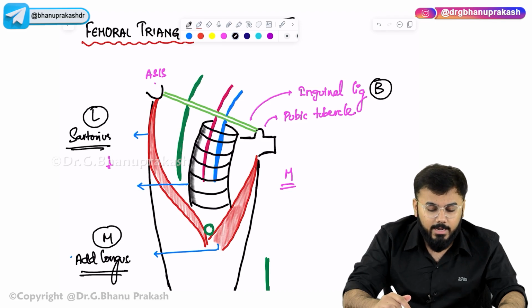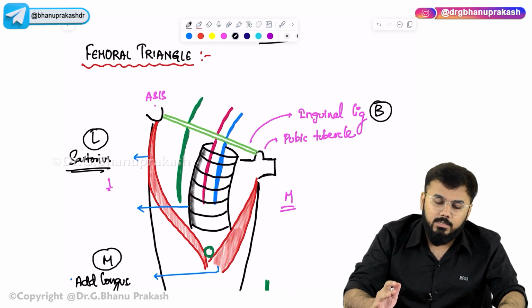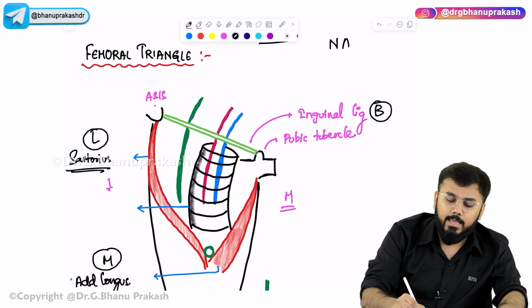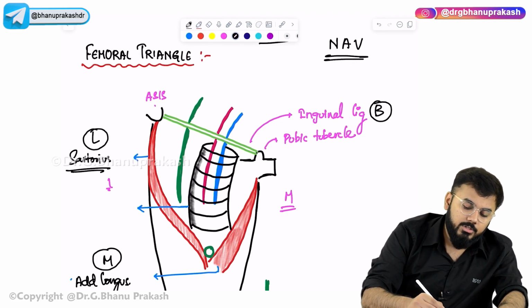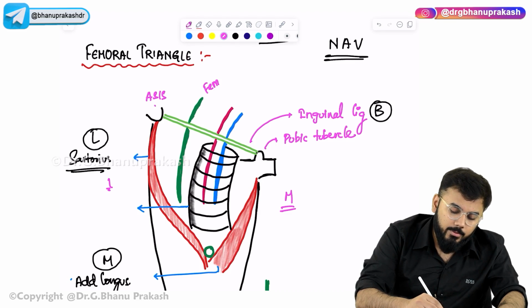Now within the femoral triangle, most laterally, we have 3 important things: NAV. N stands for nerve, artery, and vein. So the nerve which we have over here is called the femoral nerve.